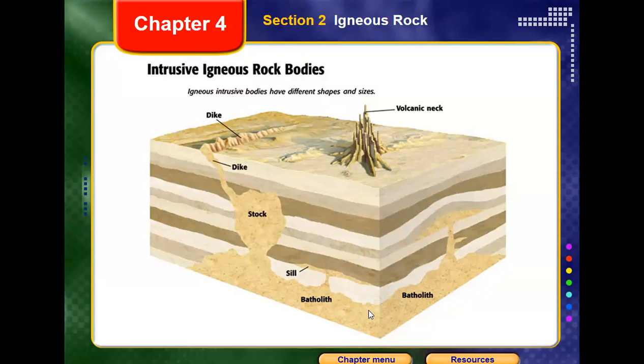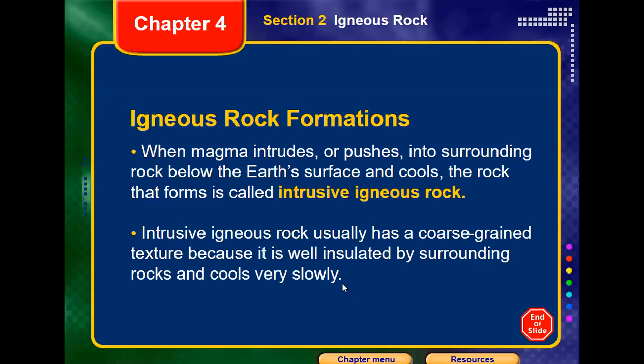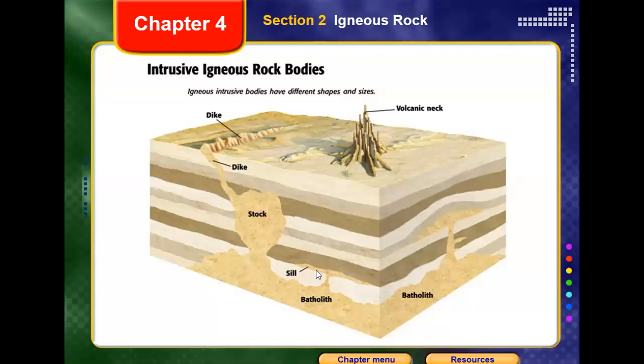Here we also have different shapes: stock, sill and dike. What is a stock? A stock is also an irregular shape of intrusive igneous rock, but it is found in just a small area. If we compare the size of a stock to a batholith, of course, a batholith is too large compared to a stock. So a stock is an intrusive igneous rock spread over a small area under the Earth's crust.